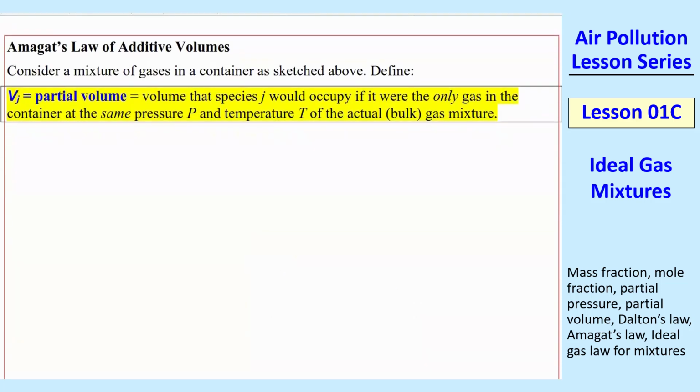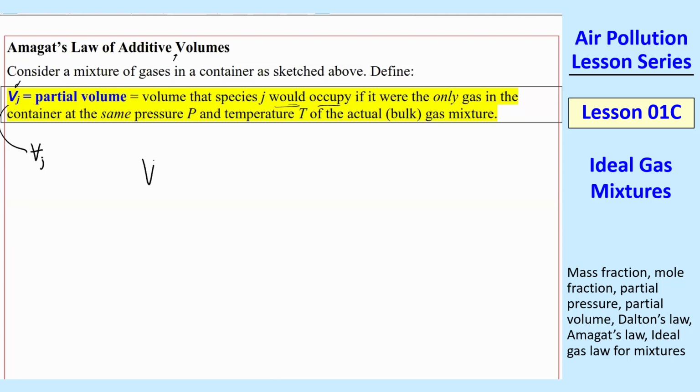Okay, I want to talk about Amagat's law of additive volumes. So here's the definition. Again, we have a mixture of gases in a container like we sketched. And Amagat's law says that the partial volume, Vj, again, I use that symbol in my notation when I write with pencil or pen, it's Vj with a bar, but in my typed notes, I use this Arial font instead of the Times Roman to distinguish this V from this V for volume. So you'll see that I do that consistently, hopefully. What is partial volume? It's the volume that species j would occupy if it were the only gas in the container at the same pressure and temperature of the actual bulk gas.